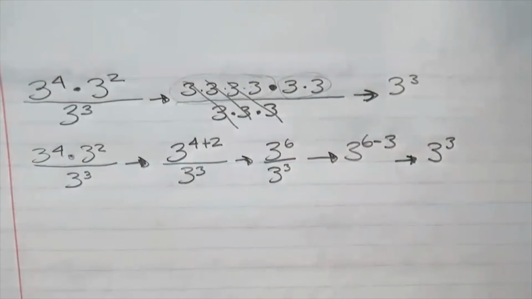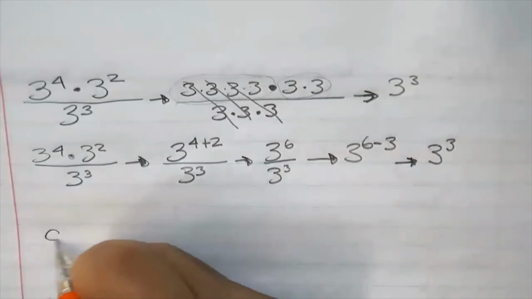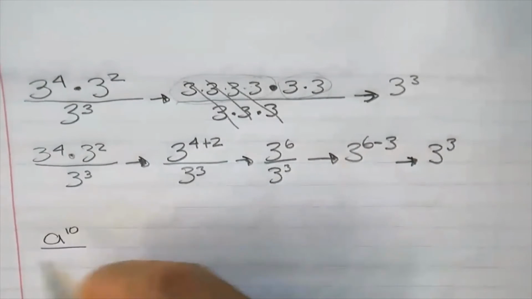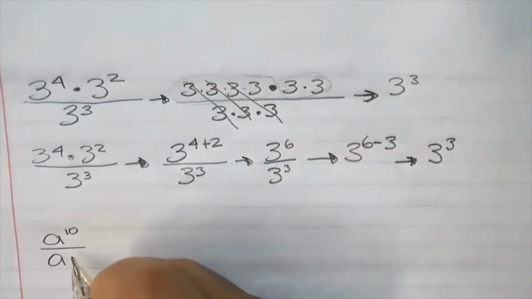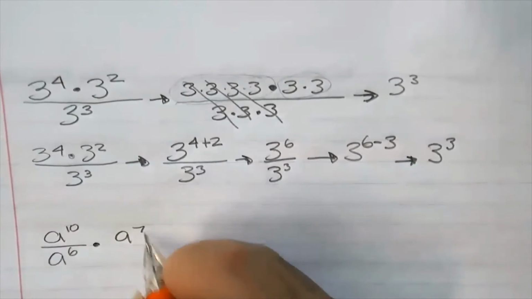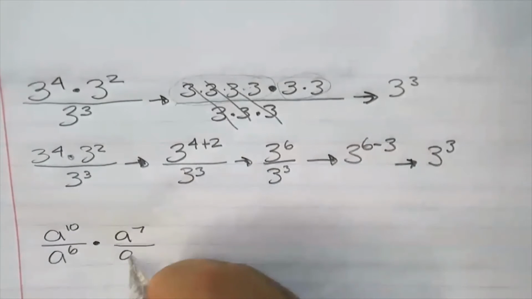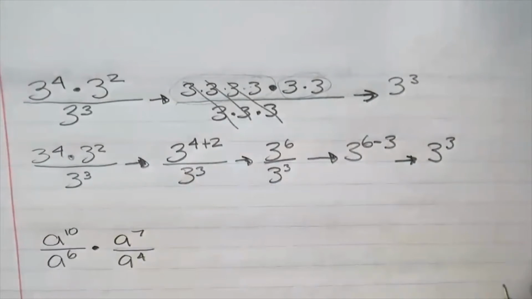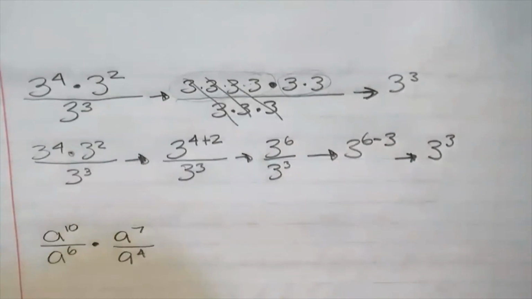Okay, so let's do another one. We have a to the 10th power over a to the 6th power times a to the 7th power over a to the 4th power. Now, there are two ways of solving this problem. I will show you both ways.